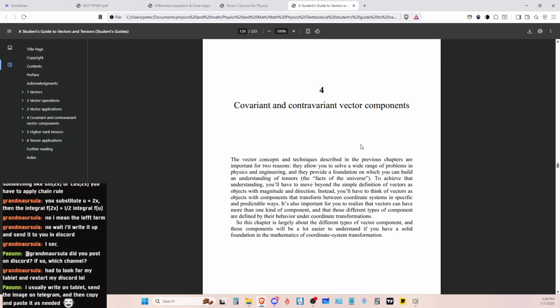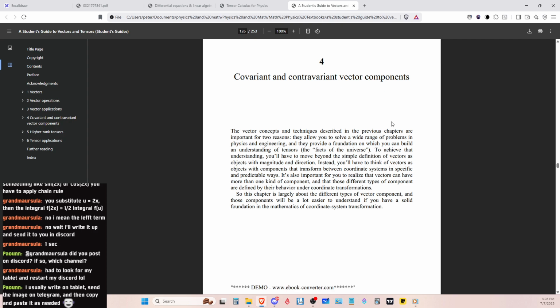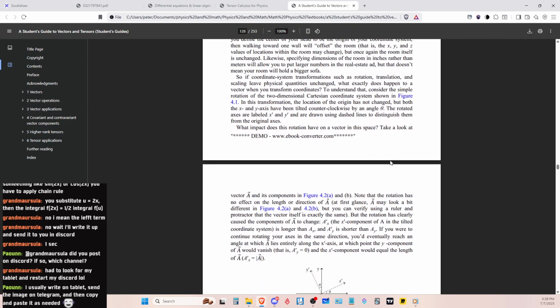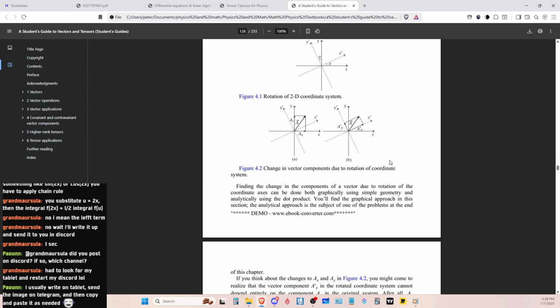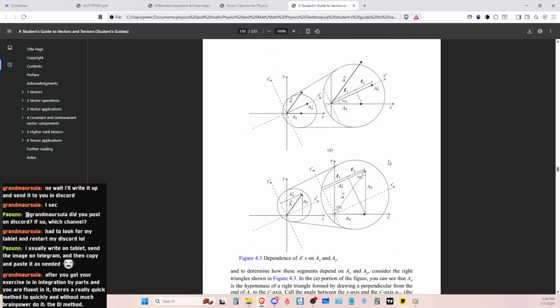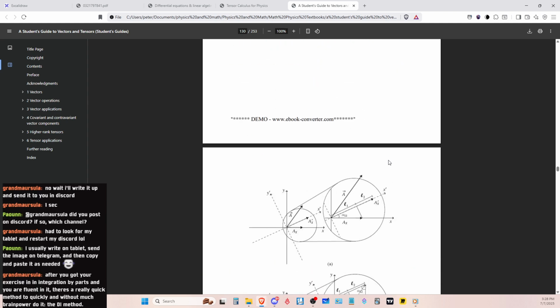But let's see. Okay, covariant and contravariant components. I've struggled with these for a long time because I have an inkling of what they're doing, what it explains, but at the same time it's hard for me to actually implement it. After you've got your exercise in integration by parts, you are fluent in it. There's a quick method to do it quickly and without much brain power.